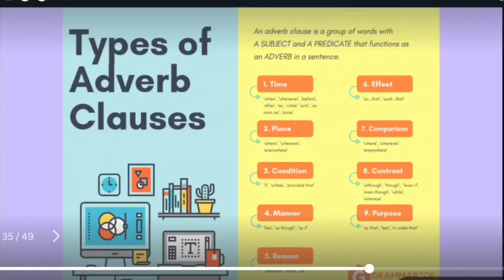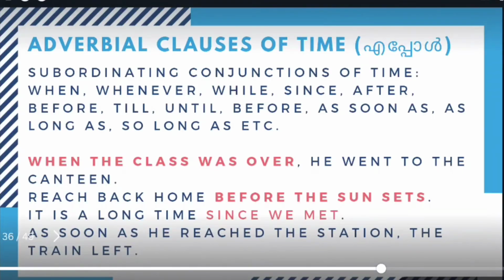So these are basically the different types of adverb clauses. We have adverb clauses of time, place, condition, manner, reason, effect, comparison, contrast, and purposes. So we are going to learn each type one by one. First, let's begin with the adverbial clause of time.